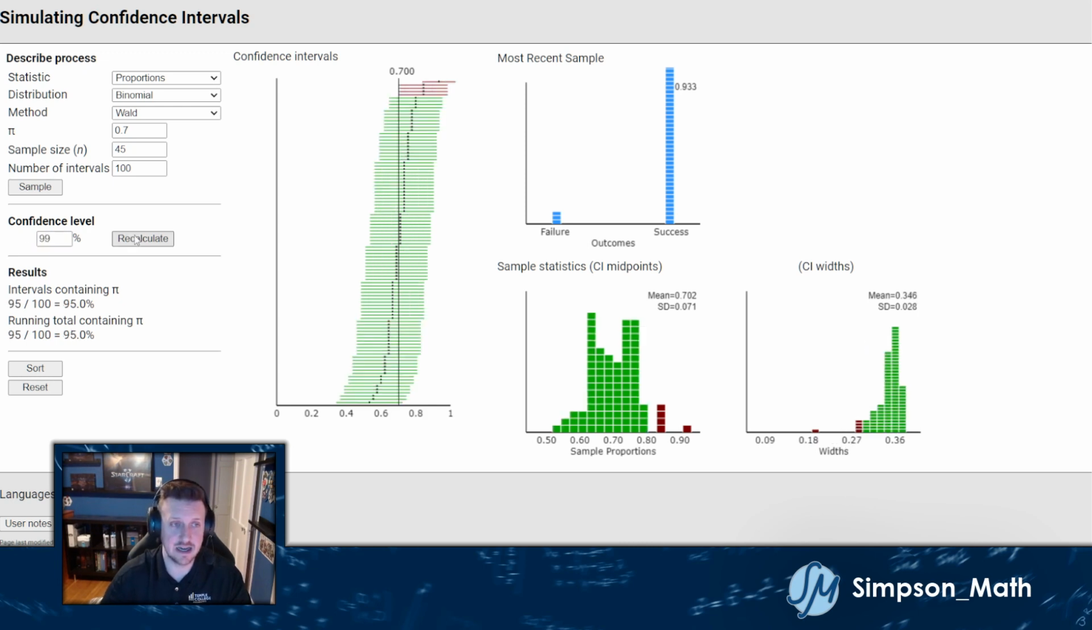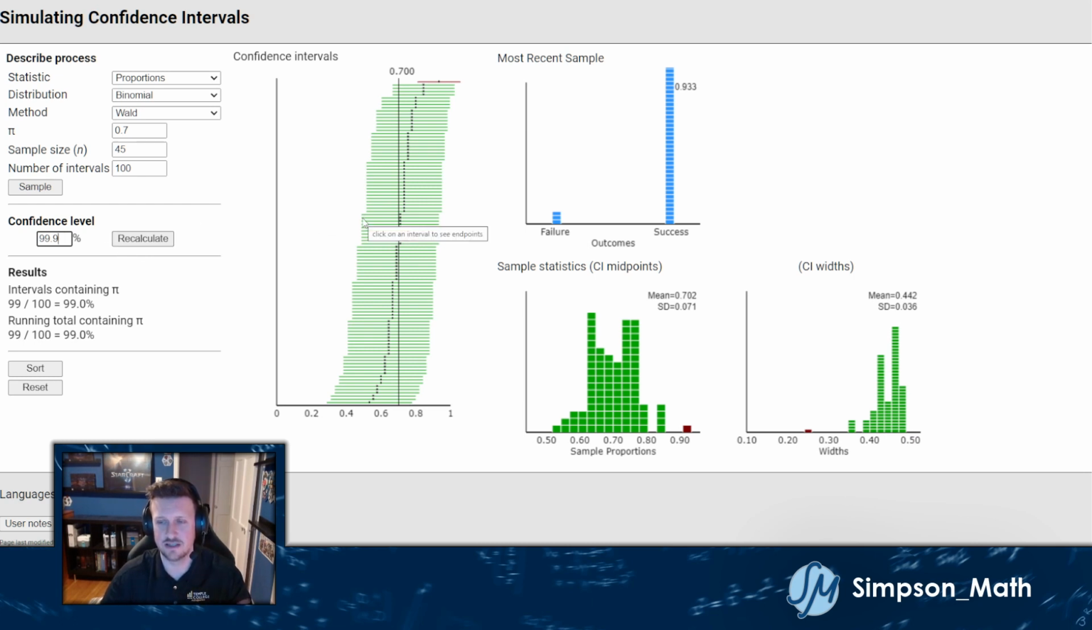Again, we go back to 99. So they can get really wide, 99.9. So we see what it means to be confident and how adjusting our level of confidence adjusts the width of this. All right. So I think that's good with that.